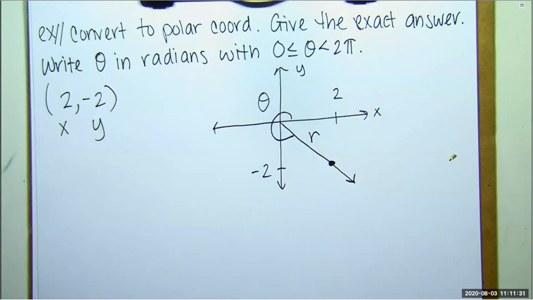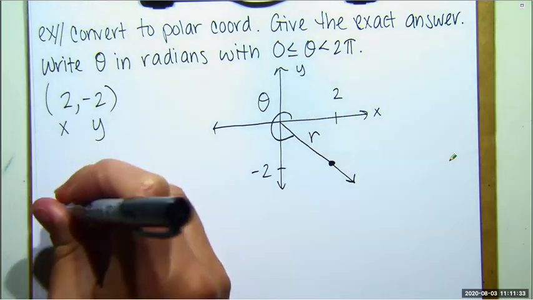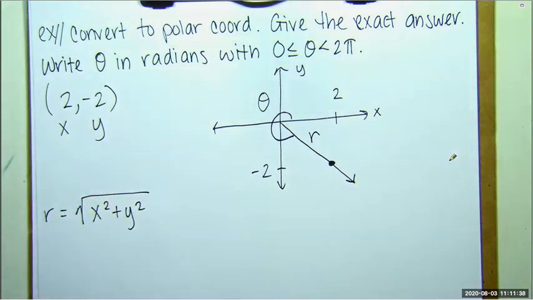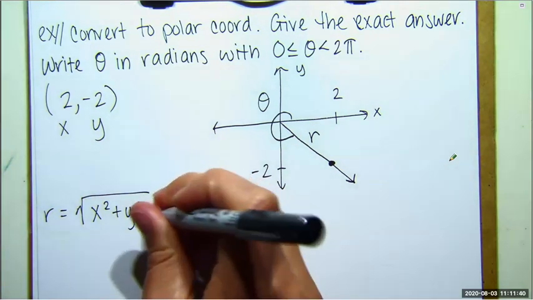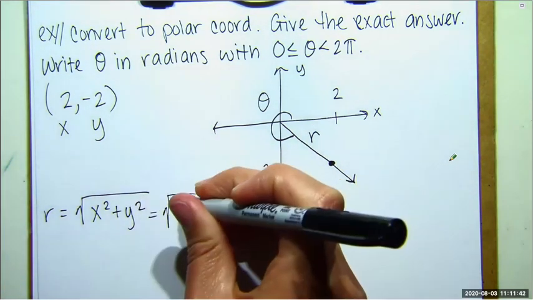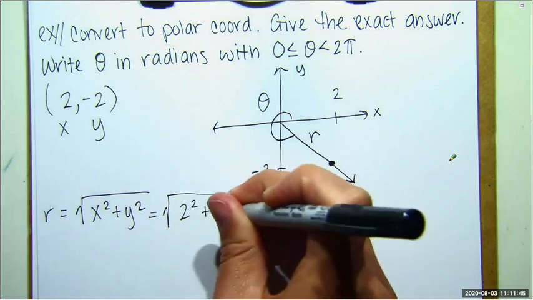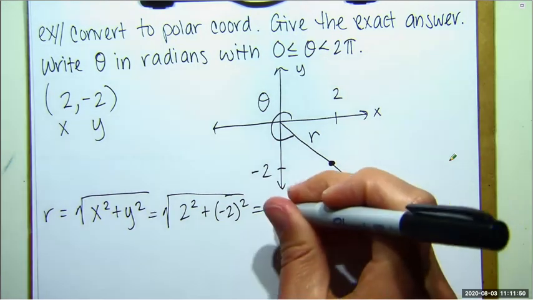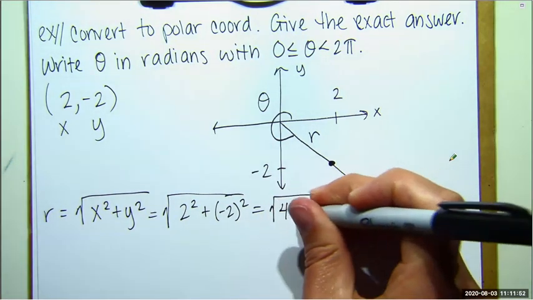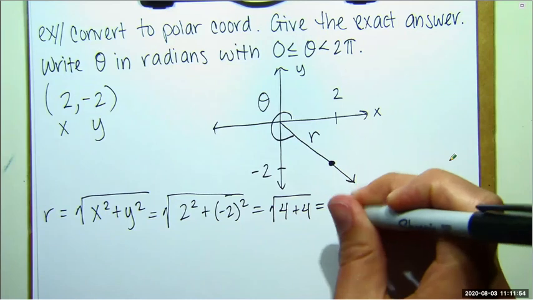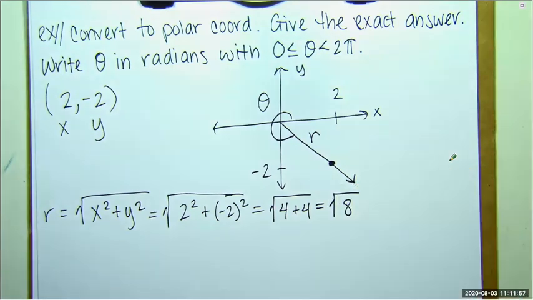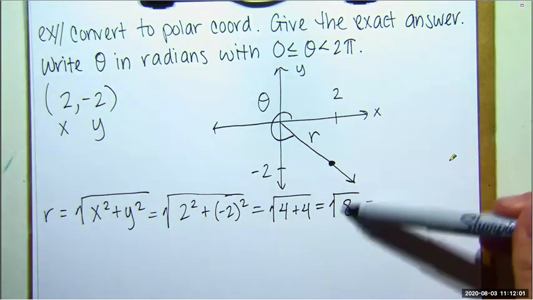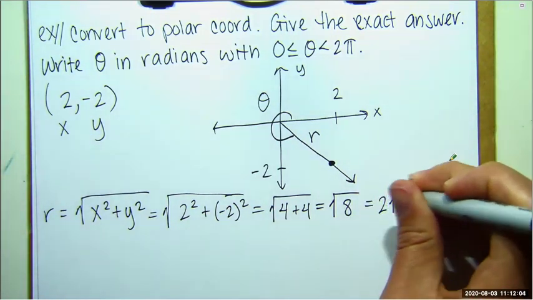Okay, step 3 was that r is equal to the square root of x squared plus y squared. So we have the square root of 2 squared plus -2 squared. 2 squared is 4, -2 squared is 4. So we have the square root of 8. We are asked to give the exact answer, so we need to simplify this. 8 is 4 times 2, so this is 2 root 2.